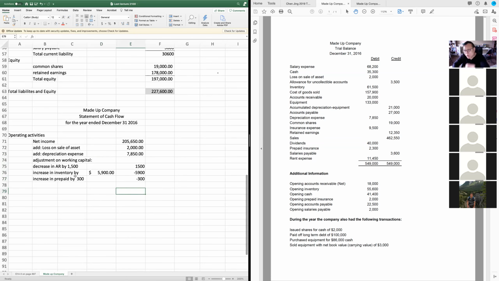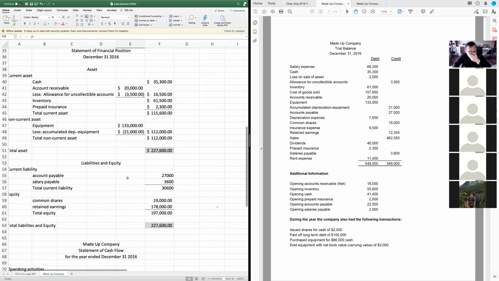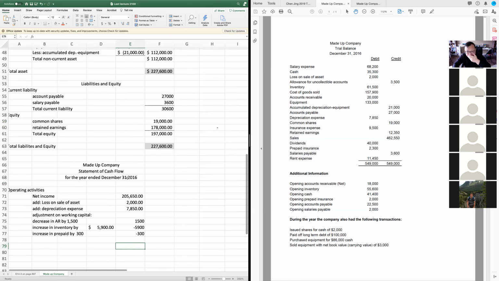So remember, when current assets increase, that always consumes your cash. Okay? So inventory increase, prepaid increase, always consumes your cash. That's all for the current assets.